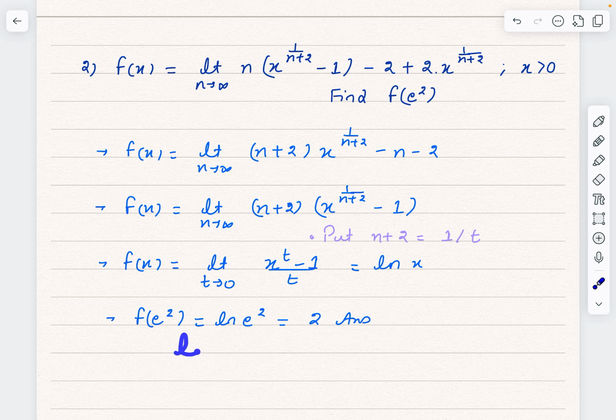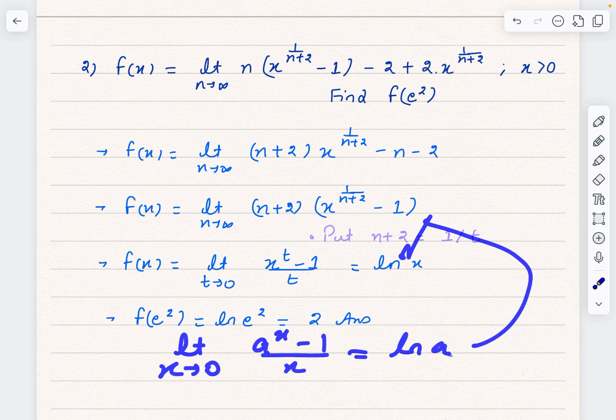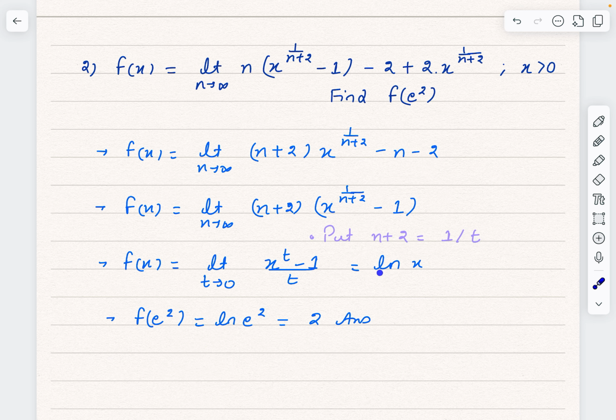If you remember this direct formula, we have the limit as x tends to 0 of (a power x minus 1) by x is ln a. So here the limit t tends to 0. In place of x, we have t, and in place of a, we have x. So this will be ln x. So f of e square will be ln e square, that will be 2. Just some rearrangement here, guys. Next.